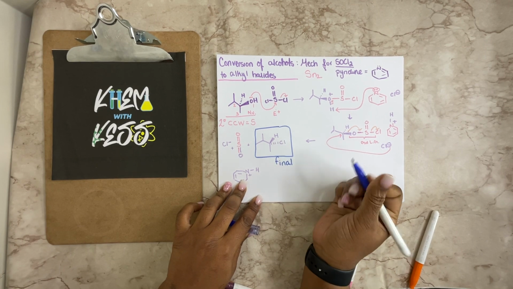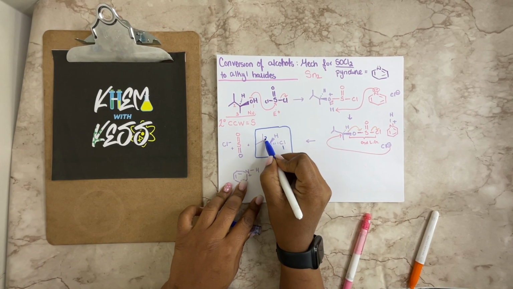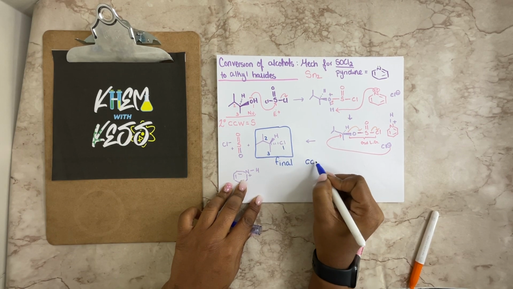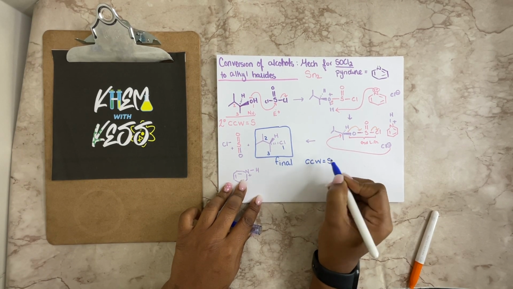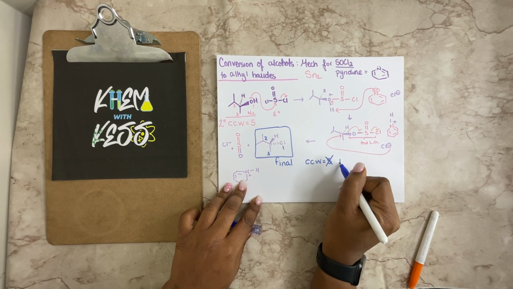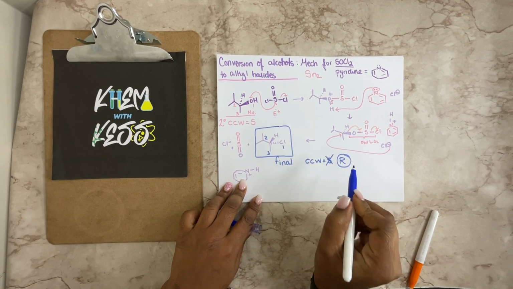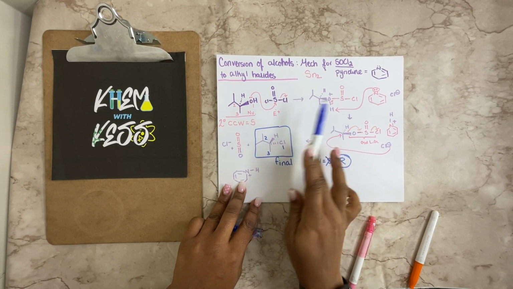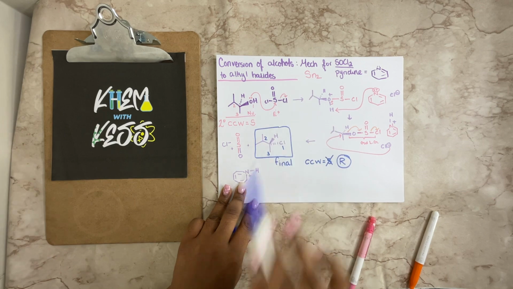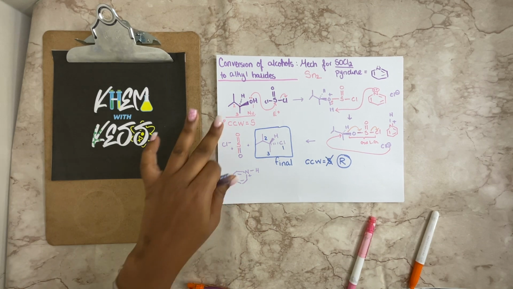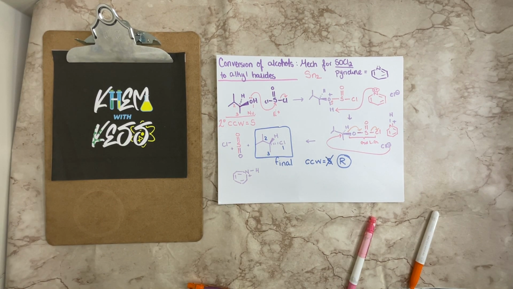Now let's see if everything makes sense. 1, 2, 3. It's still going counterclockwise, which is normally S, but the fourth priority is in the front, so it can't be S. It's now R. So anytime we use SOCl2, we are expecting SN2 tendencies, and we're going to get an inversion of stereochemistry when we do this mechanism.